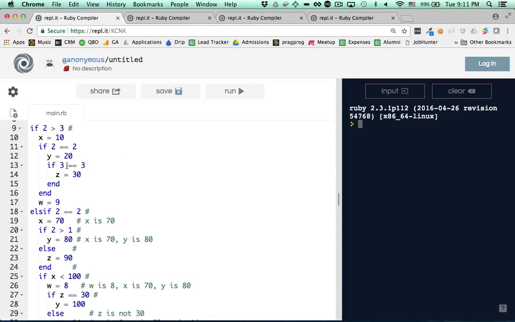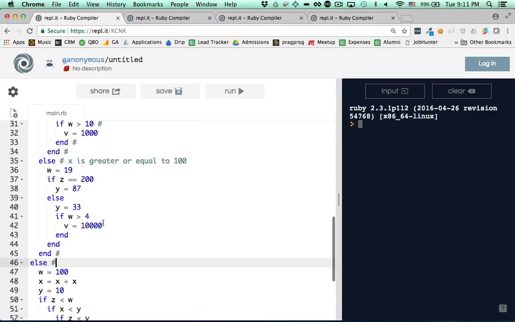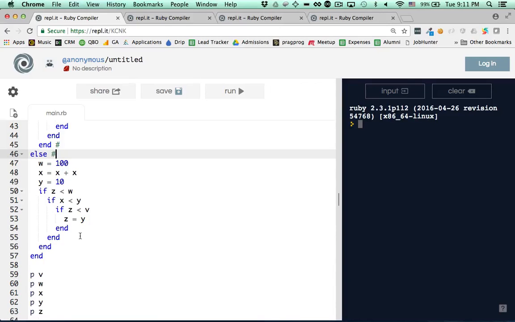It's basically one of those none of the above, right? If it's not the case that 2 is greater than 3 or 2 is equal to 2, if none of the above is true, then, well, it's not true that none of the above is true, because 2 equals 2 is true. So we skip over this else, and we go to the end. So that leaves us with that. So v is 1.